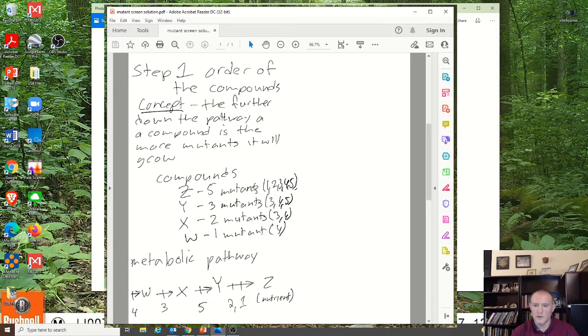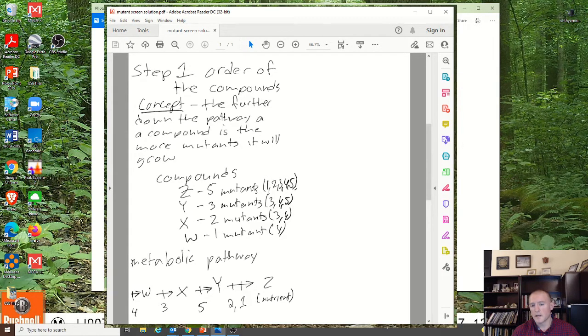And so now all we have to do is write out these compounds in the order from the fewest mutants that they grow to the most mutants they grow, right? And so that would be W. Next would be X. Then we would have Y. And then we would have Z, right? And then we'll put arrows between them going from left to right to show the steps from converting one precursor to the other and ultimately into the nutrient, okay?